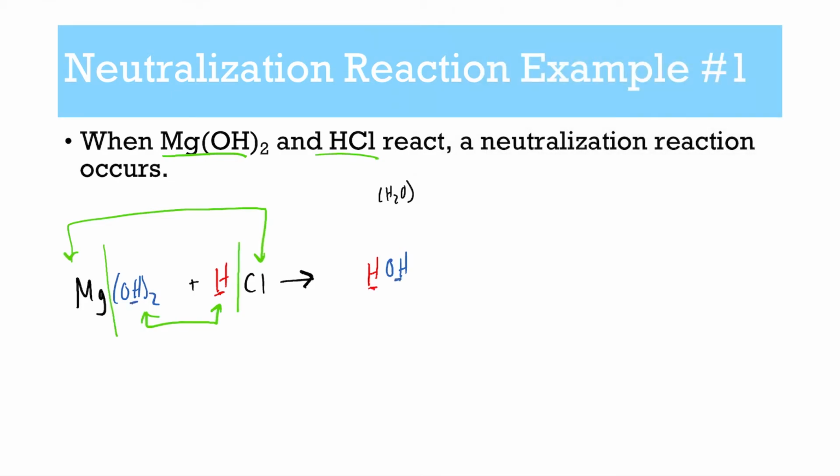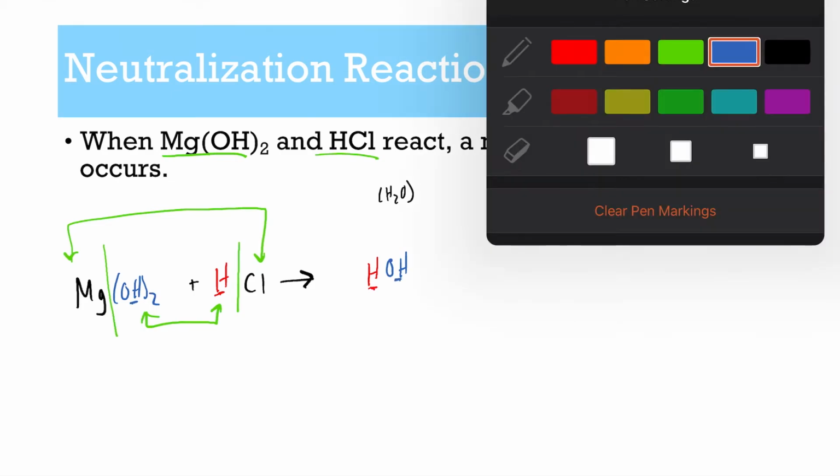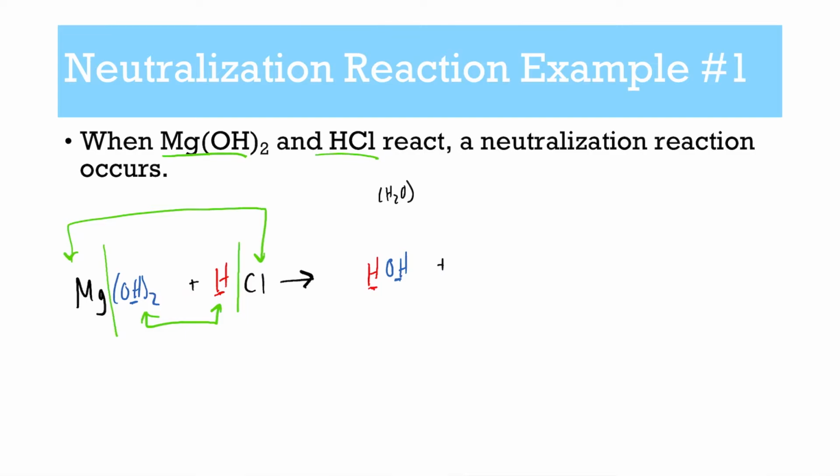This OH comes from there. So now we have that. And now we have to make a compound with Mg and Cl. Now, we have Mg and Cl. We can't just throw those two together. We have to think all the way back to like unit 3 when we're talking about making ionic compounds.